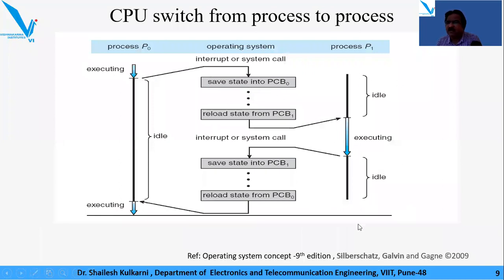We have seen these two idle bars between process P0 and P1. Once process P0 is executed, it gets some system call and goes to the context switch, after which process P1 is executed for this amount of time. Again, some system call or interrupt occurs, and it has to restore control back to PCB 0, the process control block 0. Then it reloads the state from process control block 0, starts executing this particular process 0, and then you can execute it.